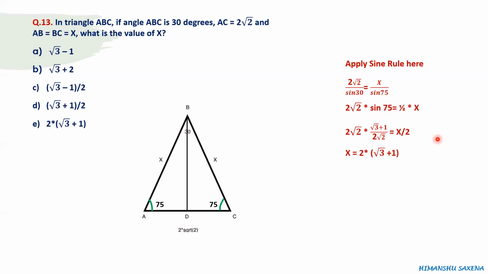So you have to remember the sine and cosine of some basic angles. We will study this in trigonometry, but you have to remember some basic angles, sine and cosine. And if you remember it, then it's easy to solve. X is equal to 2 into root 3 plus 1. So our answer is E.